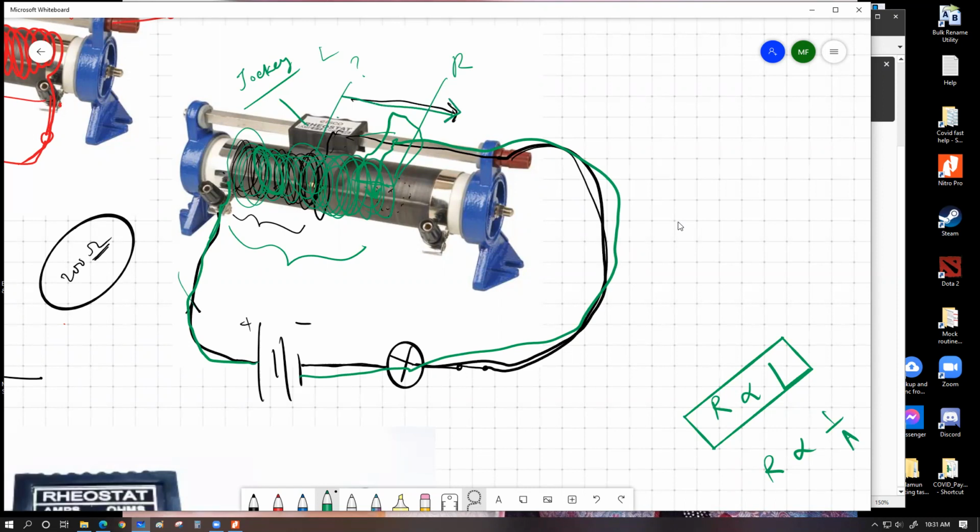If we now move the rheostat all the way to the right and ultimately bring the copper teeth, can I draw with this one? Ultimately bring the copper teeth, which is this one. Ultimately, if we bring the copper teeth right onto this plate, then what should be the resistance of the rheostat? What would be the effective resistance of the rheostat that will be introduced in the circuit?